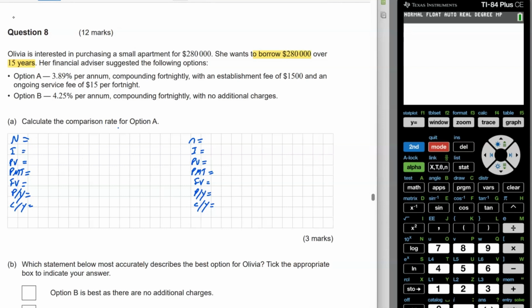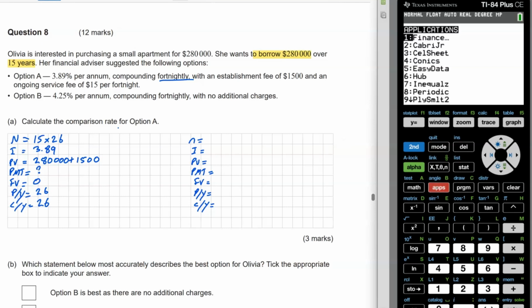So what is it that nominal rate adjusted to if we have to consider all the fees associated with that loan. Now it is a compounding fortnightly account, so we have to make sure our PY and CY are 26, and then because it's 15 years, N is going to be 15 times 26. The loan itself is at 3.89% per annum, and then our PV is going to be equal to 280,000 plus 1,500. Payment is what we're going to find in order to pay this loan, and then the future value, we want it to be 0 at the end of the 15 years.